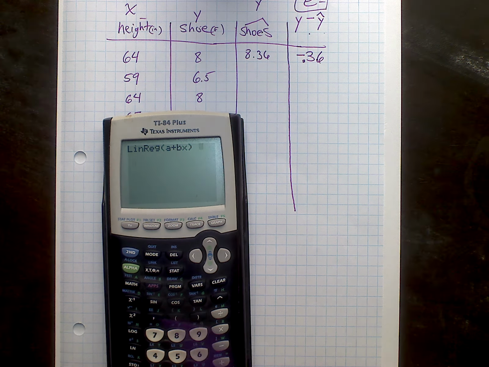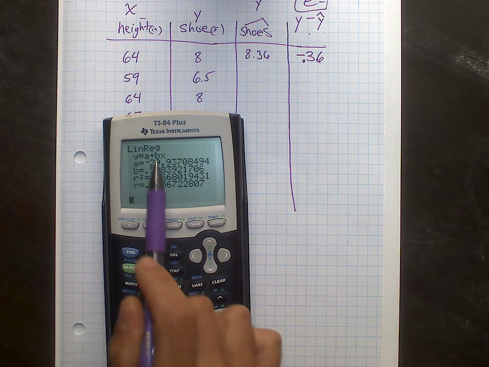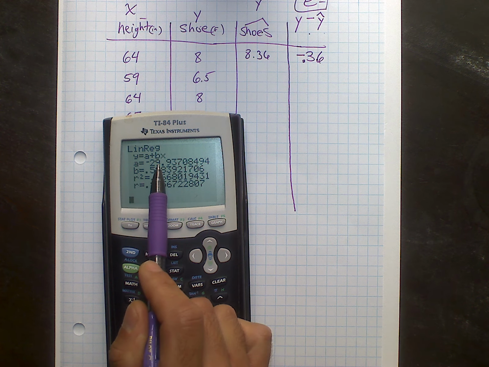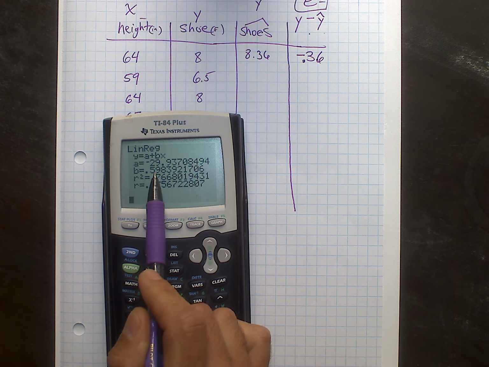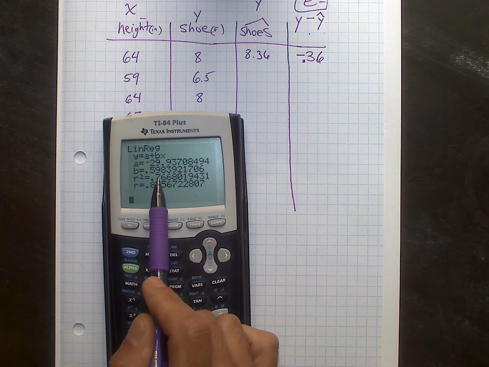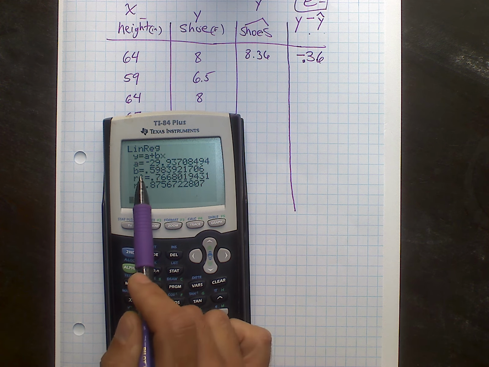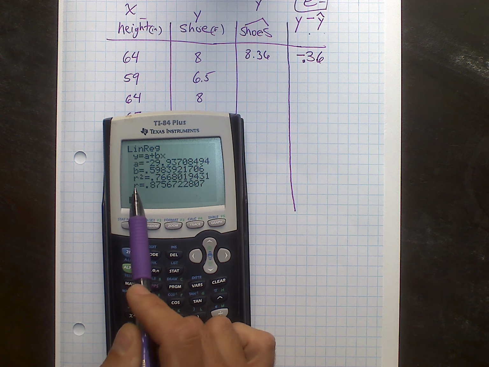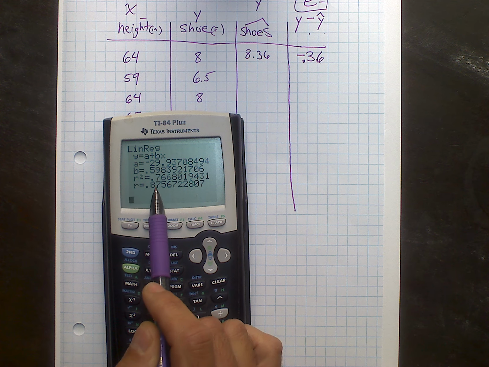L1 and L2 is the default. You hit enter, and it gives us the y-intercept. That is the shoe size if the height is 0. We have the slope. That's the amount that the shoe size will increase for every inch of height. We got the coefficient of determination, r squared, usually written as capital R squared. 76% of the variation of the shoe sizes can be accounted for by the variation of the heights. And we have the strength of the correlation, which is obviously in the positive direction.